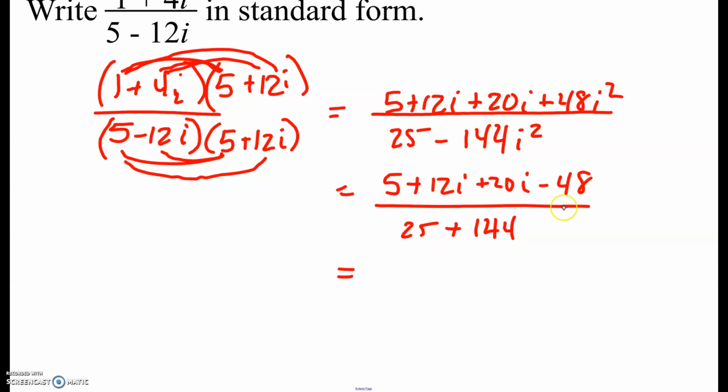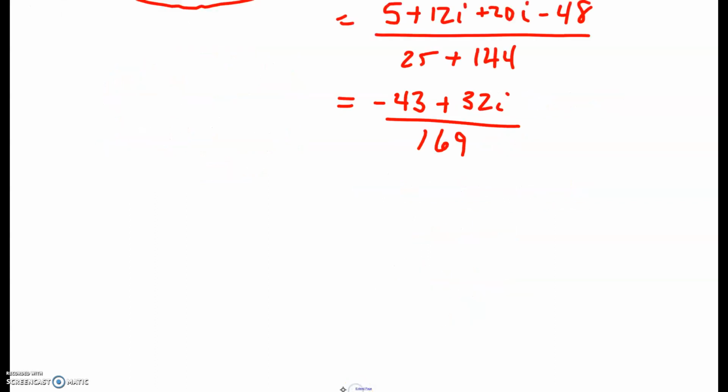So combining our like terms in the numerator, negative 43 plus 32i over 169. So negative 43 over 169 plus 32 over 169, and we just put the i on the side.